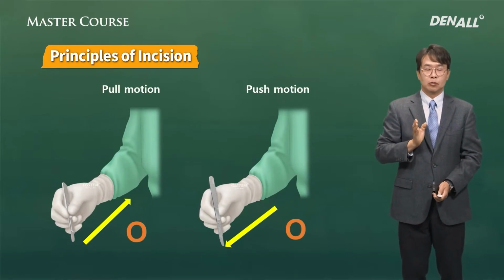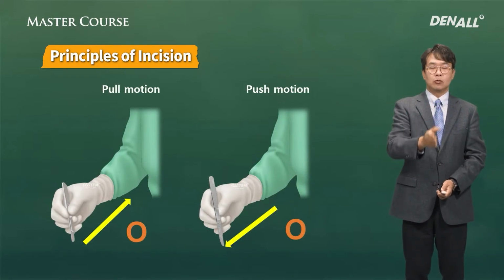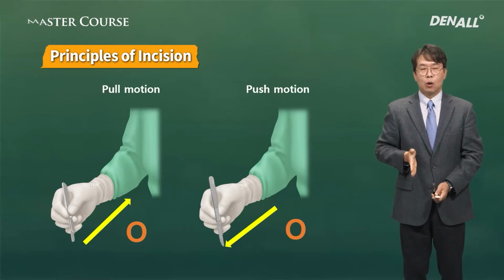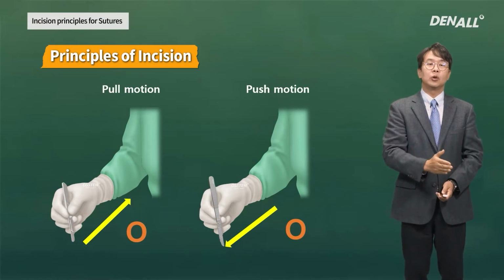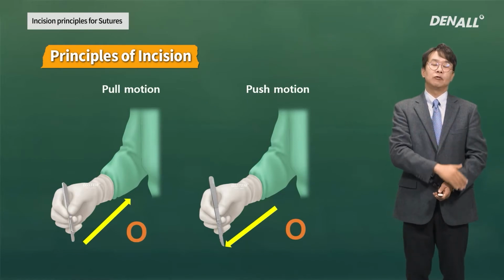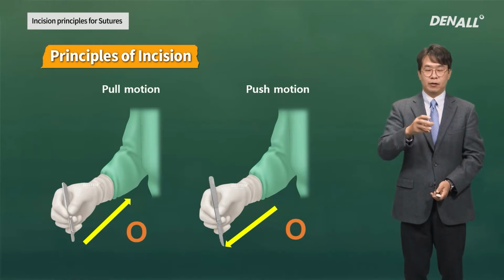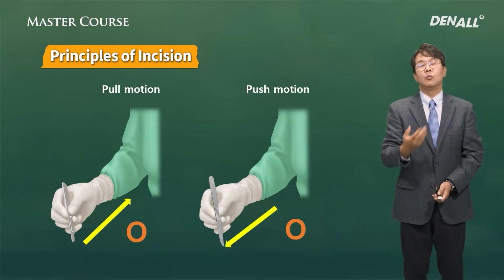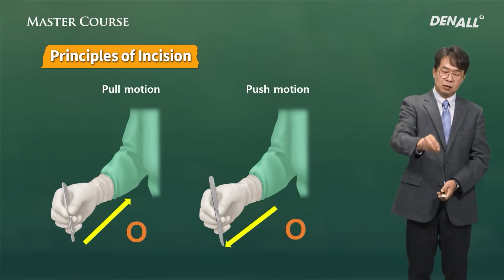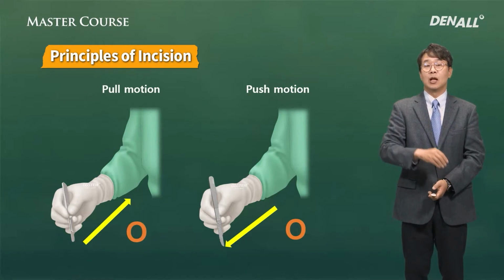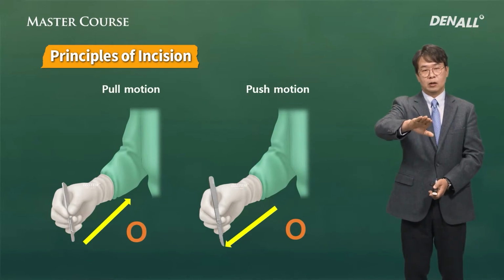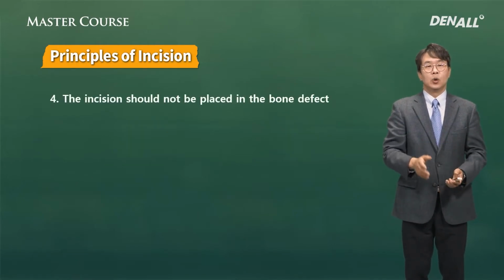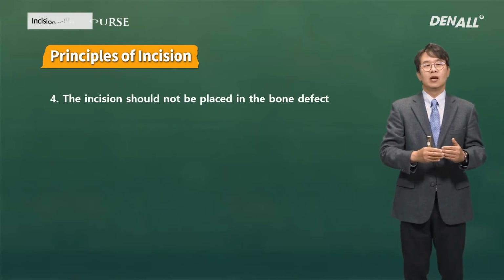Next, you can use pull motion or push motion. If you push, the blade direction is the opposite from what I said before. As long as the working end is used, you can pull or push. But usually, considering finger support or finger rest, pull action is a little bit favorable. So many clinicians use the pull motion, but you can change the blade direction to the opposite side to use push motion.